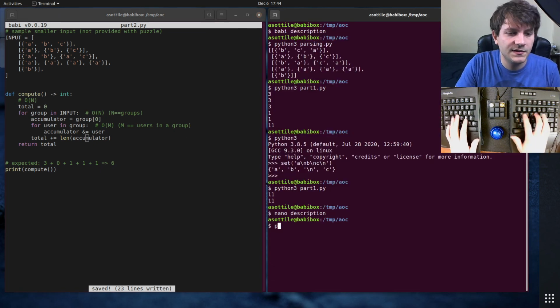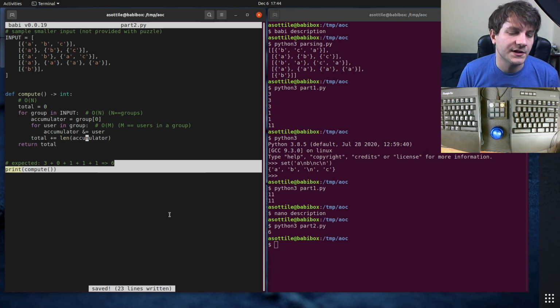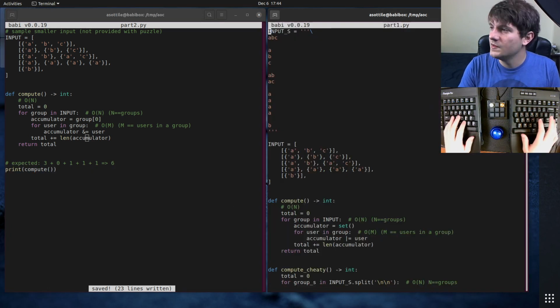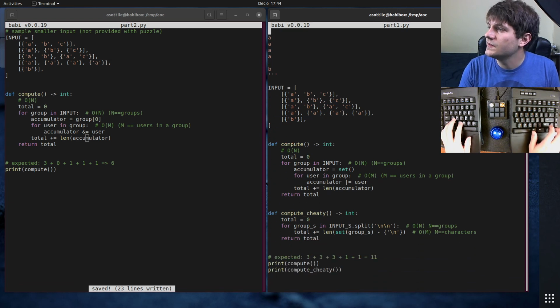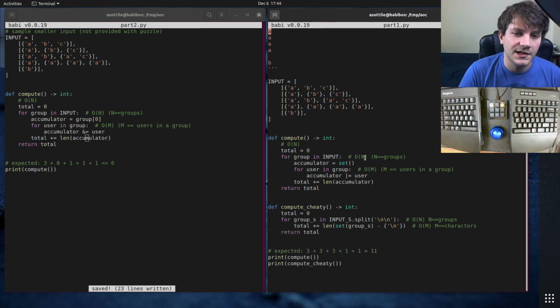And if we run this, python3 part2.py, you'll see that we get our expected value, which is 6. But anyway, let's see if I can fit on one screen. It is. Nice. So that's part 1 and part 2 for day 6, which I thought was a lot easier if you were thinking about sets.